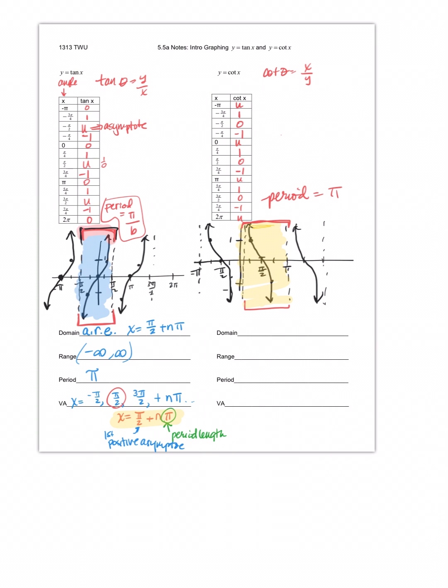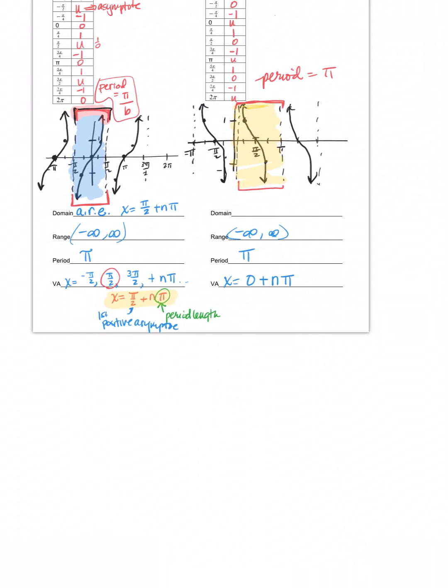So let's knock this out real quick. Okay, let's do the easy ones. What's range? What's the period? Pi. Don't put up yet, we're not done. Think about our asymptotes. What's our first positive asymptote here? 0. And then plus n periods, right? Just the end, you can just write n pi. That's fine. And then what would we write on domain? A-R-E, all reals except x equals n pi.